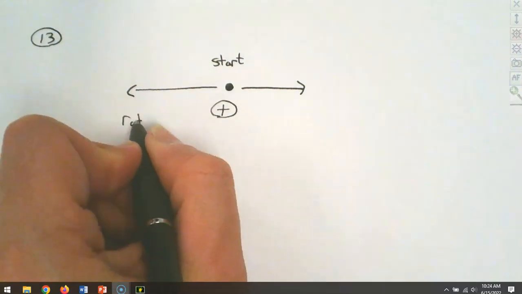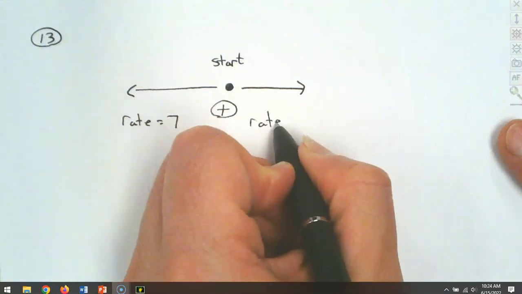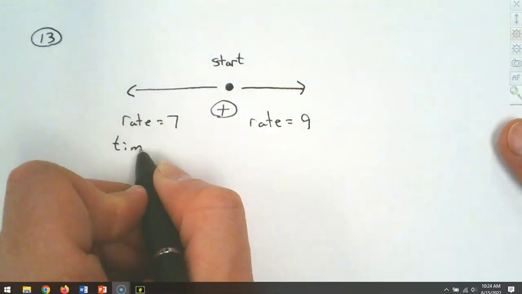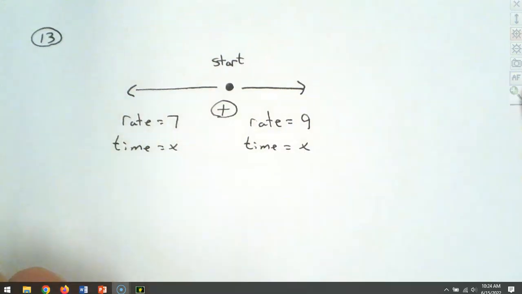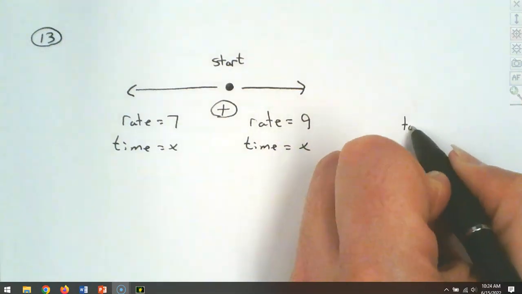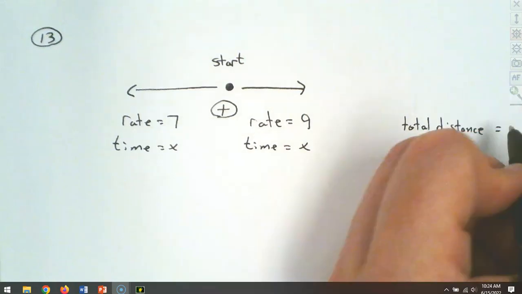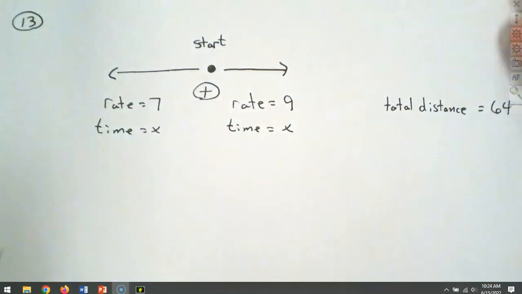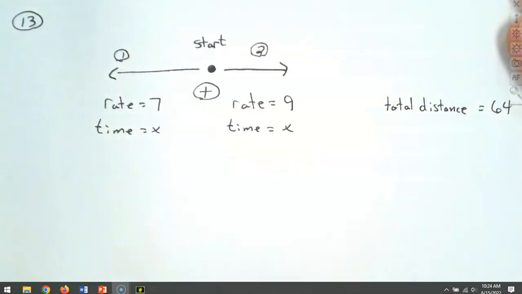And this one's easy because one of them has a rate of 7. One of them has a rate of 9. And the times, well, we don't know, but we know they're the same, so we can use an X here. And our total distance from this question is 64. So now we can simply build our equation. And we'll just call this one 1 and this one 2. And we'll go ahead and take a break after this question, come back and then work some more of these.